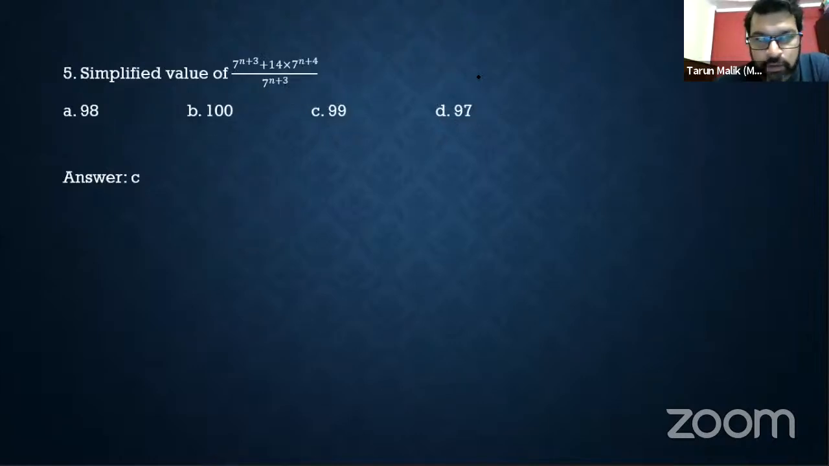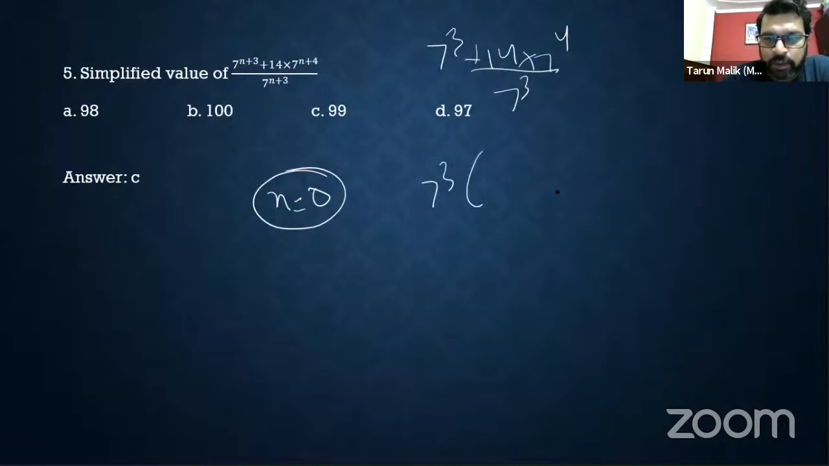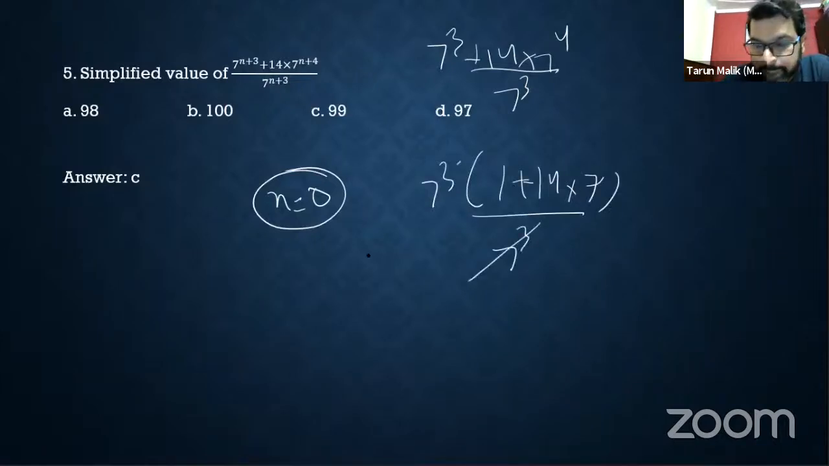This also can be done by using the substitution method. Put n equal to 0. Any value. In the previous one I had a problem with 0, but here I don't have a problem. So it's basically 7 cube plus 14 into 7 raised to power 4 upon 7 cube. Take 7 cube common, cancelled out. You're left with 1 plus 14 into 7. That's it. Yeah. Yes, perfect. If you put x equal to 1, that's okay also. But as far as I can put 0, 0 is the best number, right? Okay.